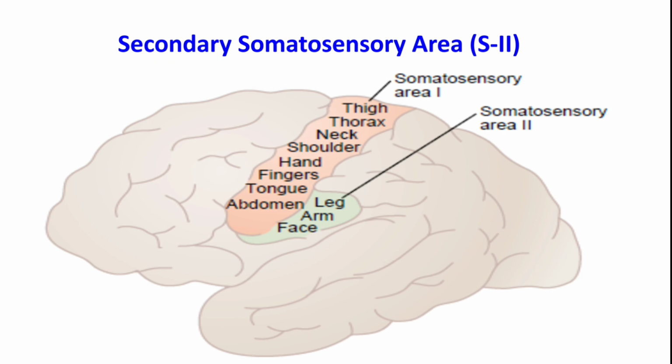Then we will talk about the somatic sensory area 2 or secondary somatosensory area. As you can see, this area is located in the superior wall of the lateral fissure. And in this area, body parts are represented but not in as much detail as in S1 area. Face is represented anteriorly and legs are represented posteriorly.